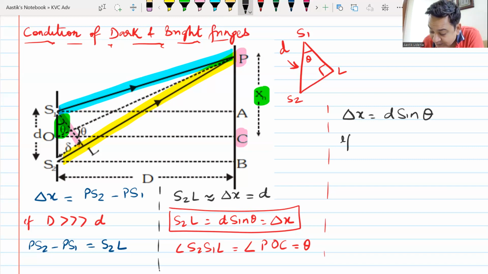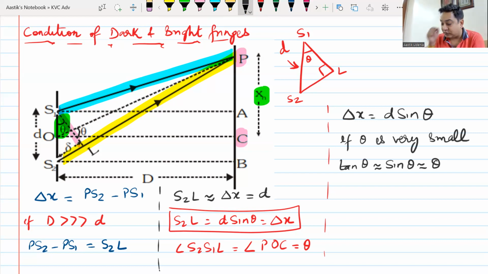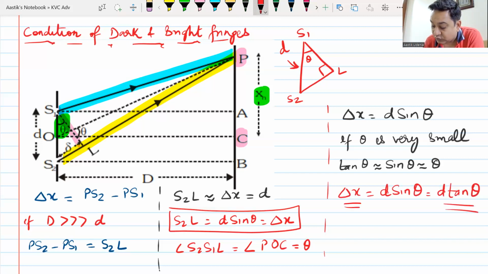Now, if theta is taken very small, when will theta be small? Again, theta will be small when the distance D is very large. If theta is very small, I can write tan theta is equivalent to sin theta, which is equivalent to theta. Yes or no? Yes, sir. So now my path difference delta x, which was equal to d sin theta, can now be written as d tan theta. Yes or no? Yes, sir.